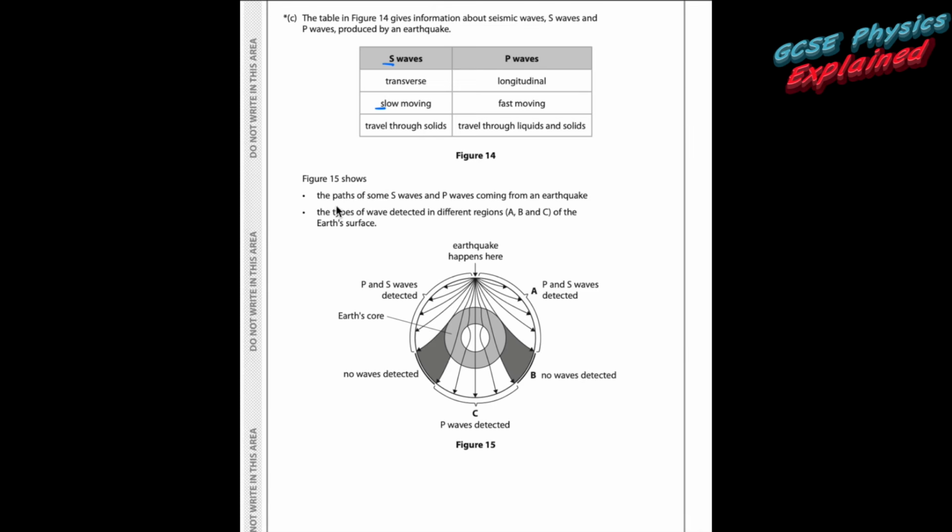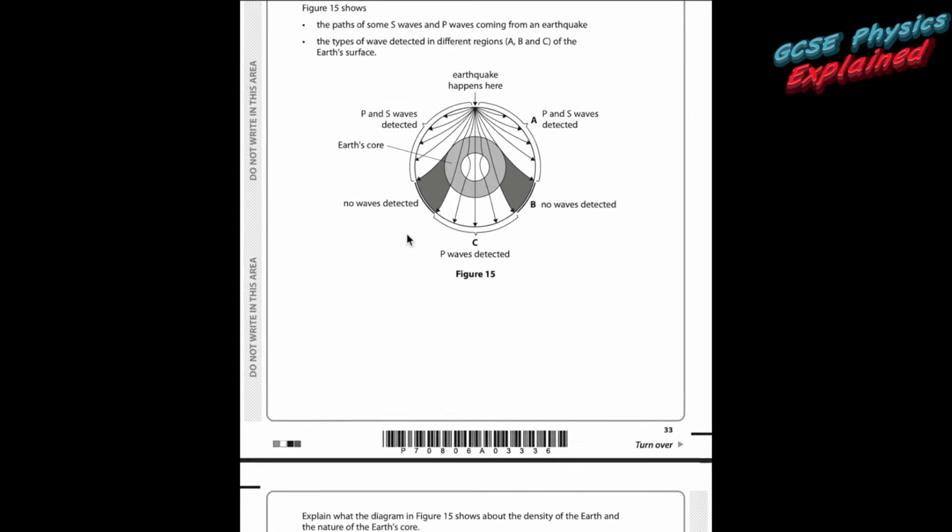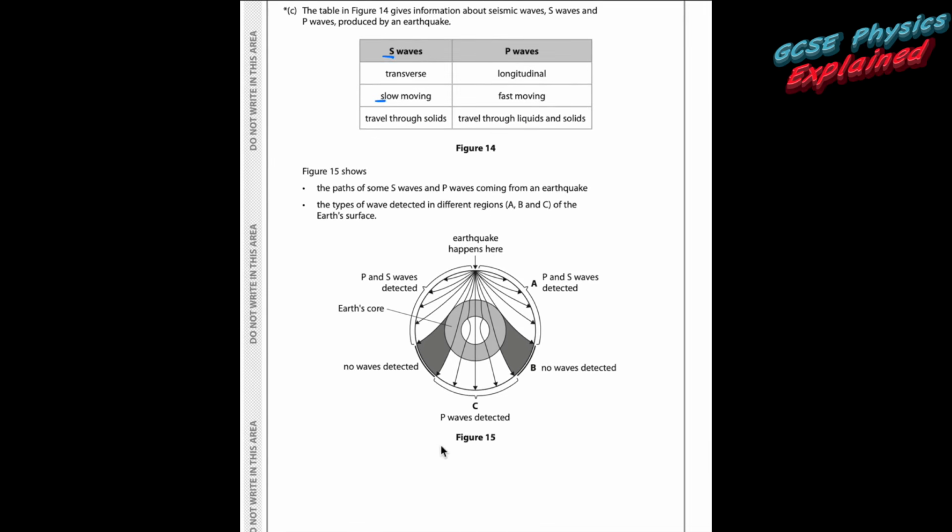Figure 15 shows the paths of some S waves and P waves coming from an earthquake, the type of wave detected in different regions, A, B and C, of the Earth's surface. Explain what the diagram in figure 15 shows about the density of the Earth and the nature of the Earth's core. Use information from the table in figure 14 and the diagram in figure 15 in your answer. Right, let's break our answer down according to sections A, B and C.